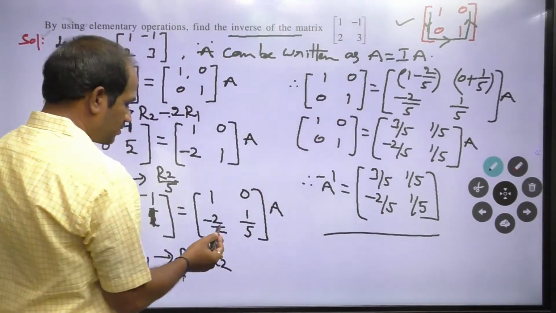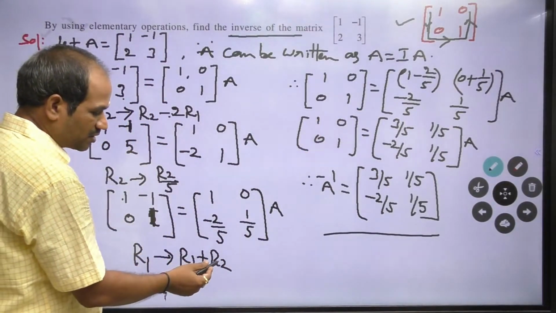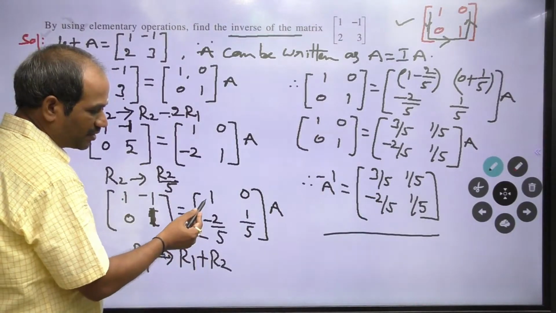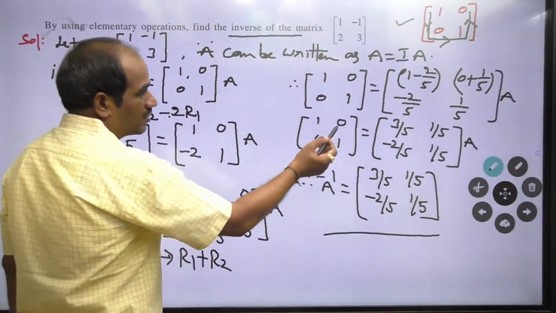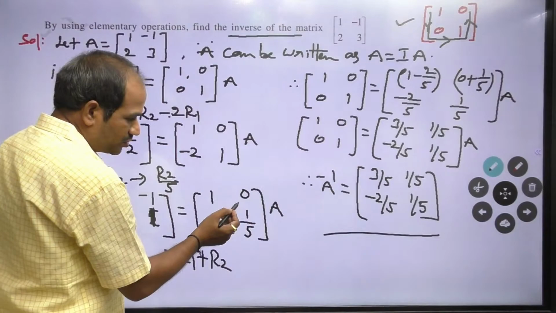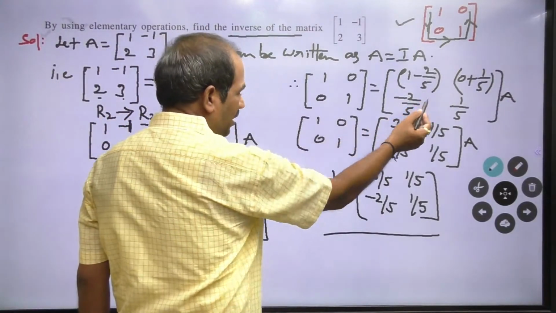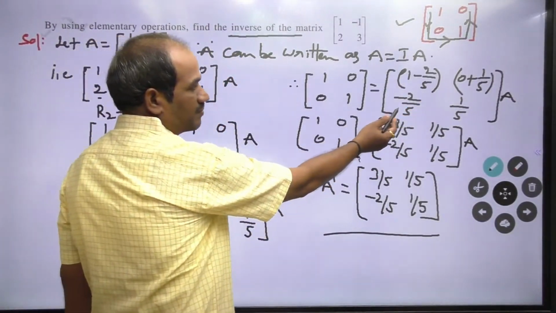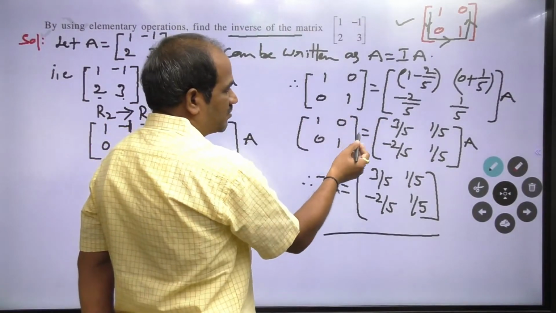That is in this side also same. See here, R1 goes to R1 plus R2. Adding these two, 1 minus 2 by 5. Next adding these two, 0 plus 1 by 5. R1, R2 same. Next, see here, this is same, this side.